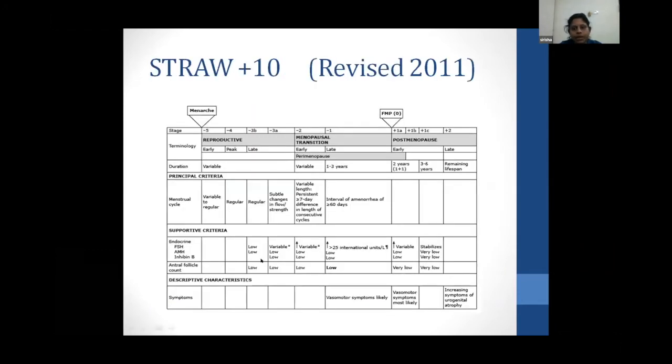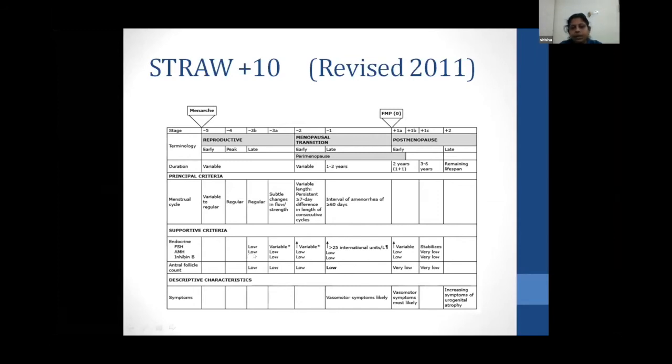Okay, so what is the STRAW+10? Actually, if you see, the initial things are the same, like the menstrual cycle and the variability, but in the supportive criteria, like the endocrine, FSH is of course already there. AMH and inhibin B have been added to this.